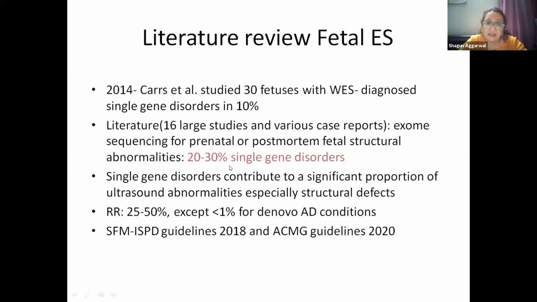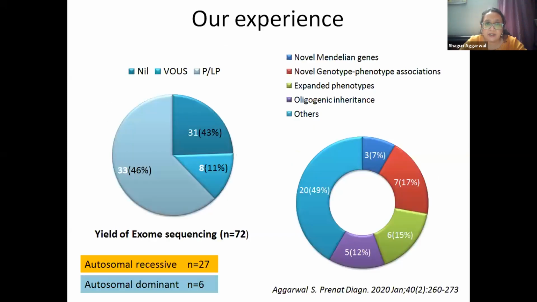And the other important thing about single gene disorders is that they have a high recurrence risk, which is not really there for chromosomal abnormalities. So this recurrence risk can be 25% for autosomal recessive condition and 50% for dominant condition when one of the parents is affected. And in fact, now we have guidelines by SMFM and ISPD, which were published in 2018, and even the American College of Medical Genetics have published recently guidelines regarding the use of exome sequencing in the prenatal setting.